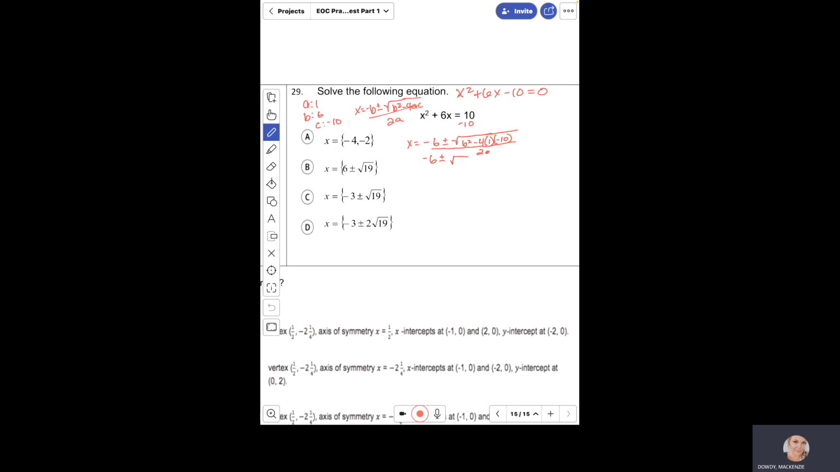Plus or minus the square root. I don't want that so close together. That looks confusing. x equals negative 6 plus and minus the square root. 6 squared is 36. Negative 4 times 1 is negative 4, times negative 10, and you get 40. So 36 plus 40 over 2.